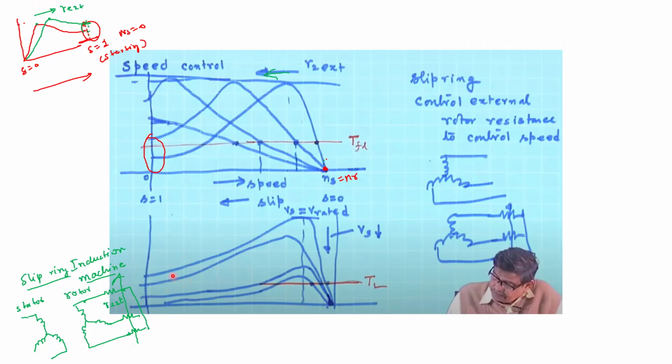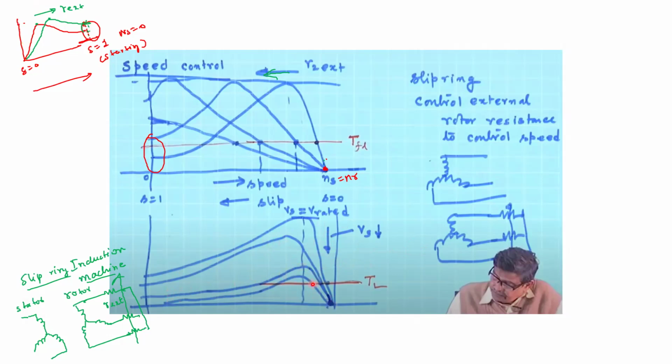Another method, in both machines, whether squirrel cage or slip ring induction motor, is by changing the supply voltage. Suppose you are reducing the supply voltage. You can only reduce it from the rated value to a lower value, not make it higher, otherwise the windings will get damaged. So if you reduce the voltage, the torque slip characteristic shrinks like this.